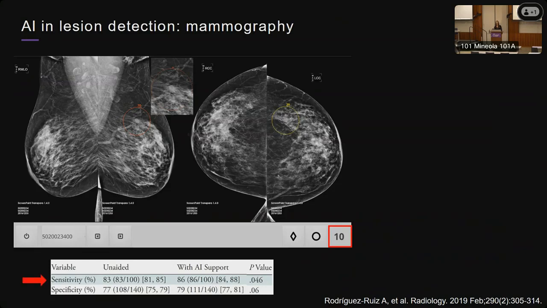So when the radiologists read with this tool, their sensitivity went up from 83 to 86%, which was significant. And their specificity also went up in a non-significant but almost significant way from 77 to 79%. This is amazing because it's actually very hard to improve on sensitivity and specificity. As you know, they often go against each other. Once you get a little more sensitive, you have lower specificity. So these AI tools are doing an amazing job decreasing our false positives and our false negatives.